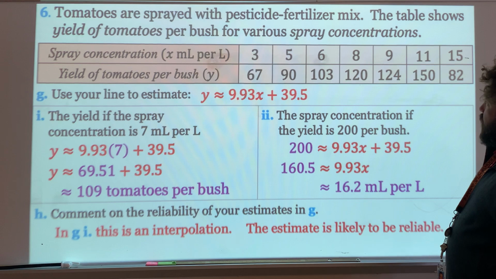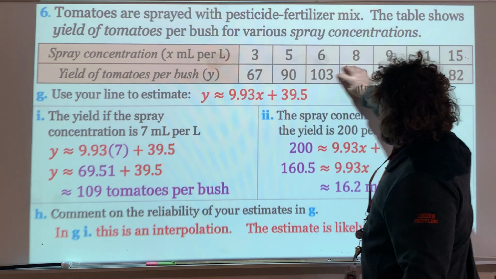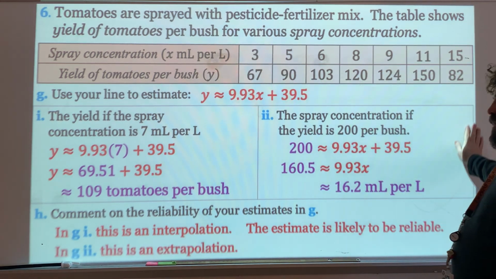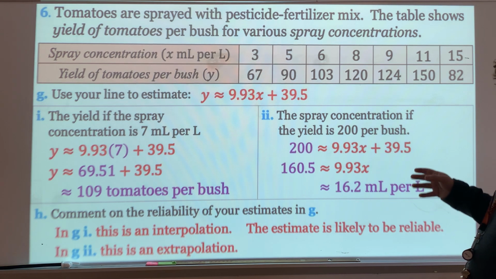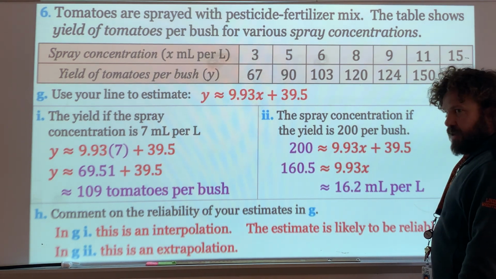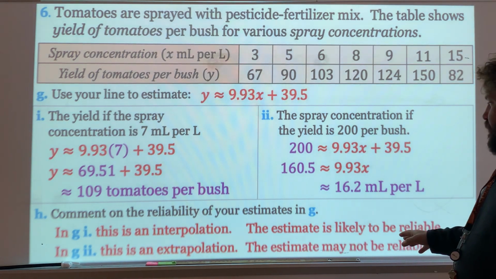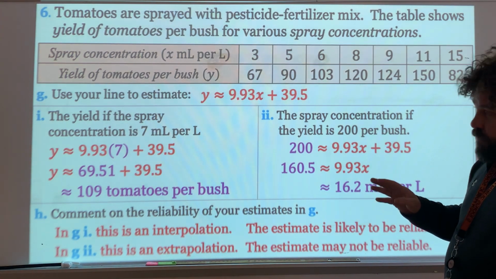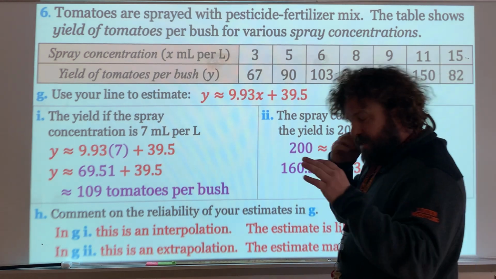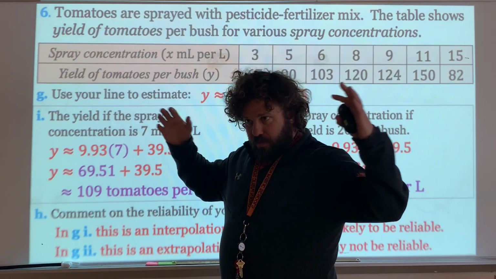What about this one, 200? Does 200 fall in this category? No, it's an extrapolation. So this 200 is actually outside where we collected our data from. Therefore, it may not be reliable. It could be, but we're not sure.